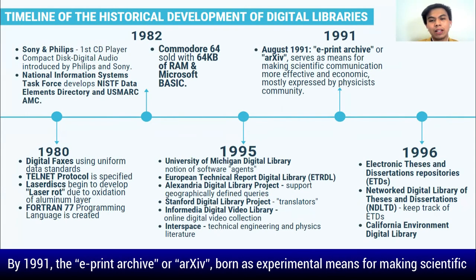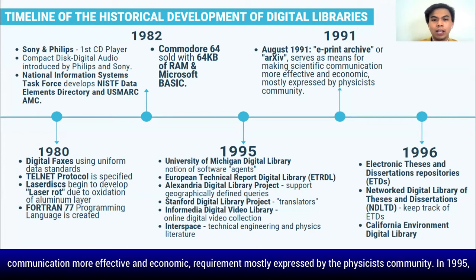By 1991, the ePrint archive, or arXiv, is born as an experimental means for making scientific communication more effective and economic. It is a requirement mostly expressed by the physicist community.